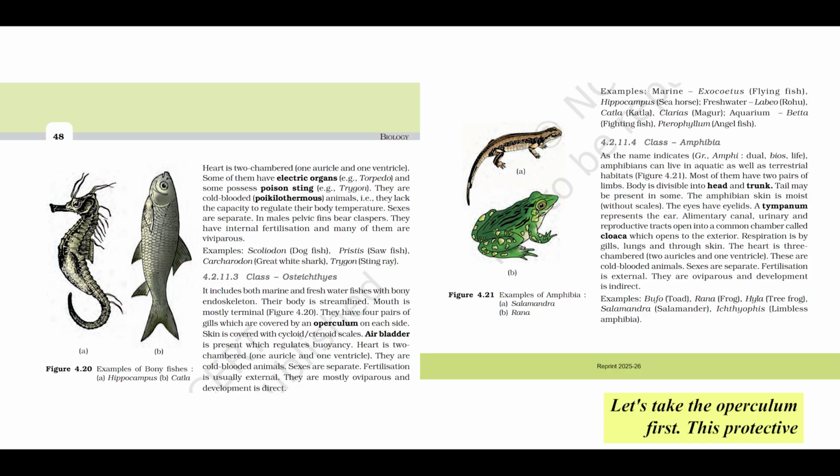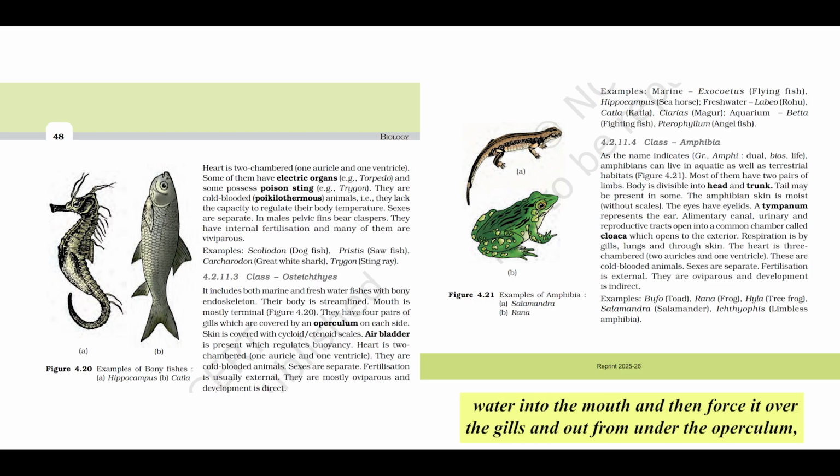Let's take the operculum first. This protective bony flap covering the gills isn't just passive protection. It plays an active role in breathing through a mechanism called buccal pumping. By coordinating movements of the mouth floor and the opercula, bony fish can actively draw water into the mouth and then force it over the gills and out from under the operculum, even when they are completely stationary. So they don't have to swim to breathe, unlike many sharks. Exactly.